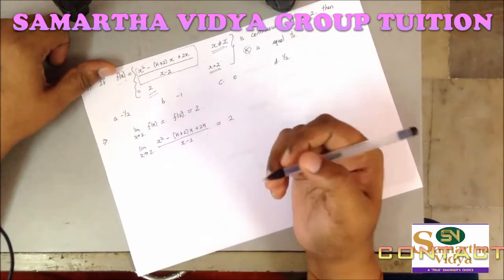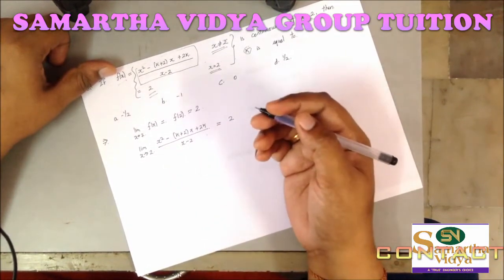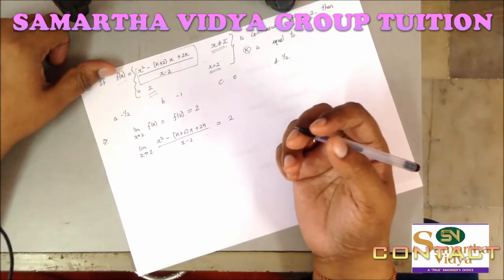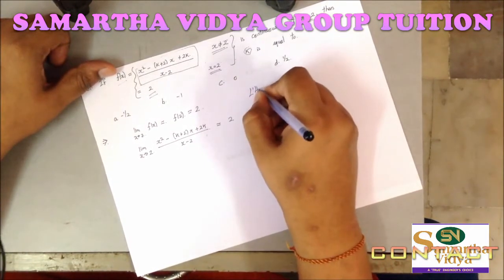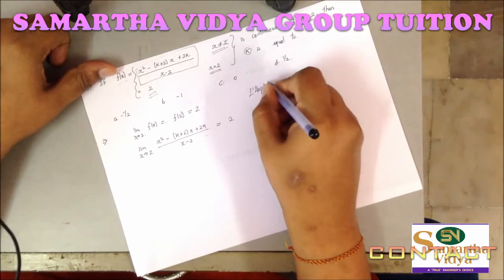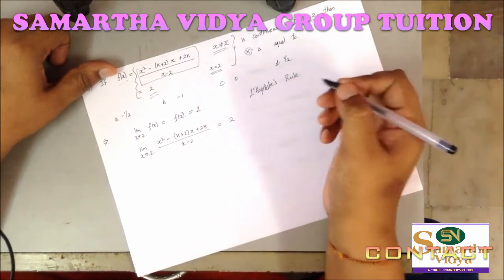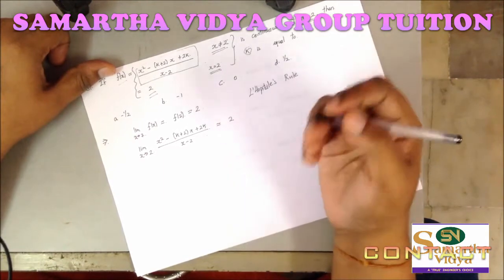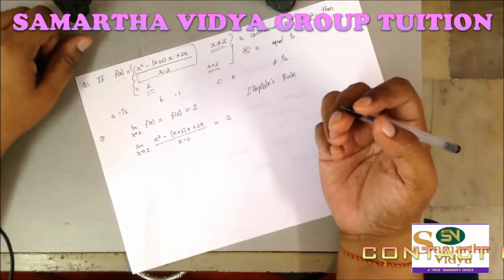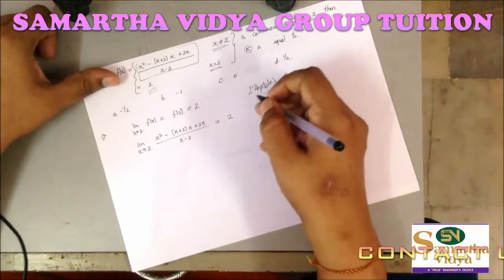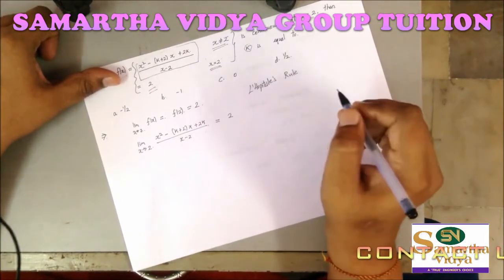Now, whenever you're solving limits, almost 80% of the sums you can solve with the help of something which is called L'Hopital's rule. When you're solving by L'Hopital's rule, it becomes really helpful for solving sums. Almost 80% can be solved with this particular rule, but you have to understand what the rule states.